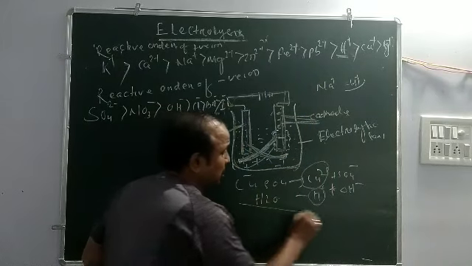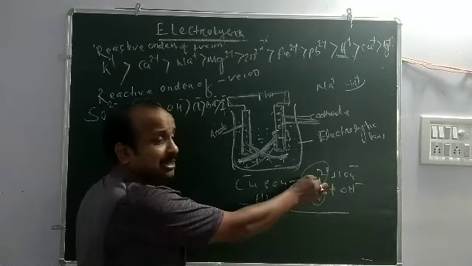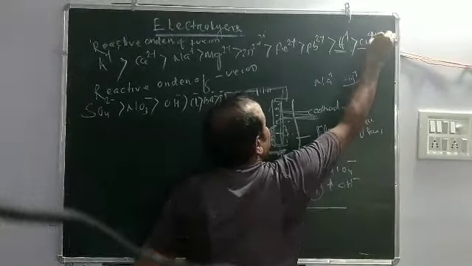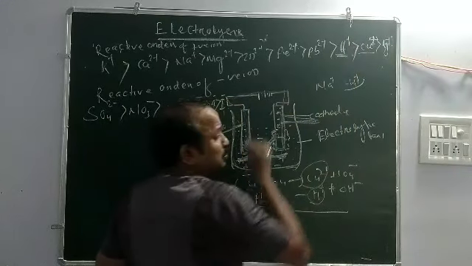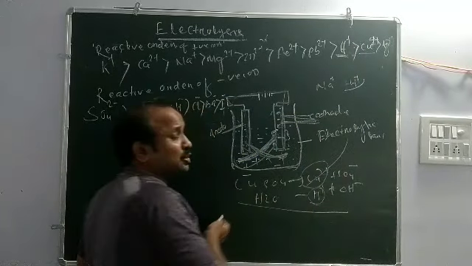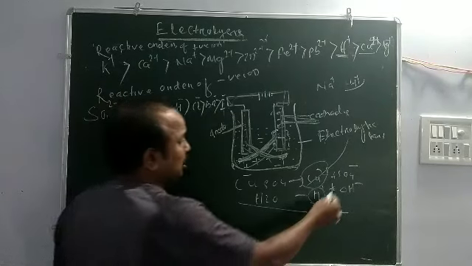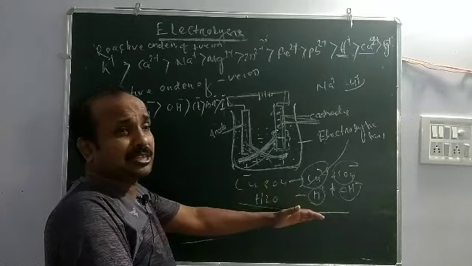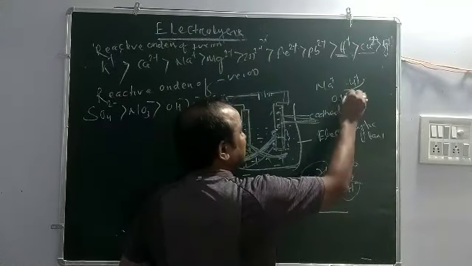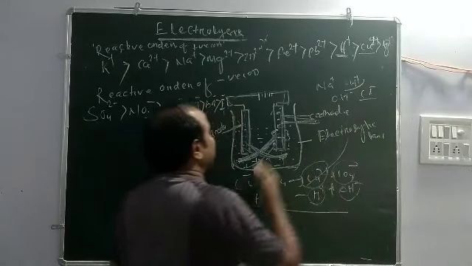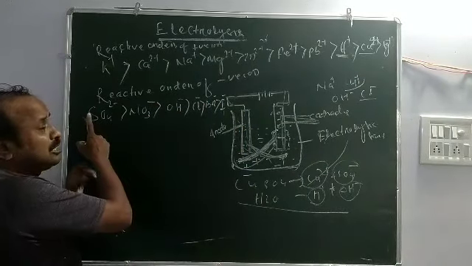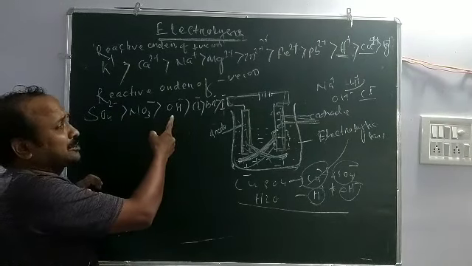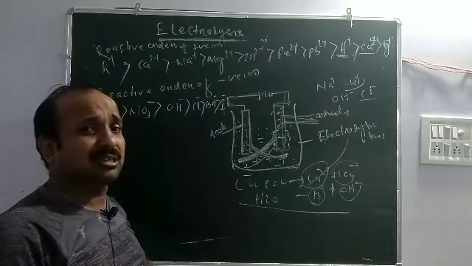But in this solution, Cu2+ is less reactive than H+. You see that Cu2+ is less reactive than H+, so Cu moves toward the cathode and deposits on the cathode. Out of SO4 2- and OH-, OH- is less reactive. Out of OH- and Cl-, Cl- is less reactive. Here you see the negative ions: sulfate SO4 2-, then NO3-, OH-, Cl-, Br-, I-, like that.